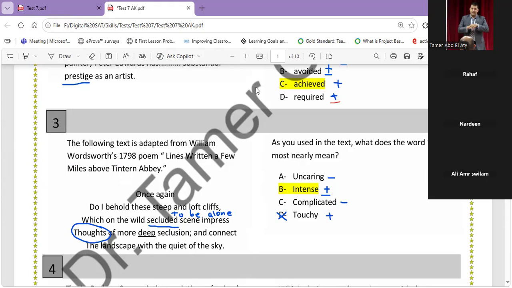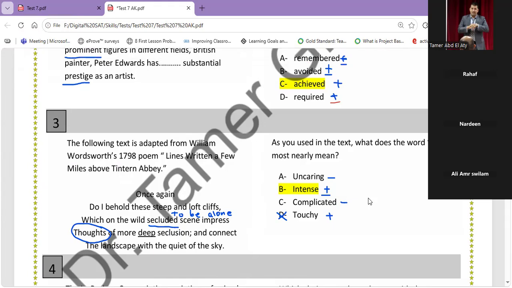Okay, but it's wrong here because it's red, okay? I know that you missed, but you have to concentrate with me, please. So, uncaring negative, intense neutral, complicated negative, touchy positive. So I need the meaning of deep. And deep actually can be all those meanings. Whenever we have neutral, we're going to go to the context clue.